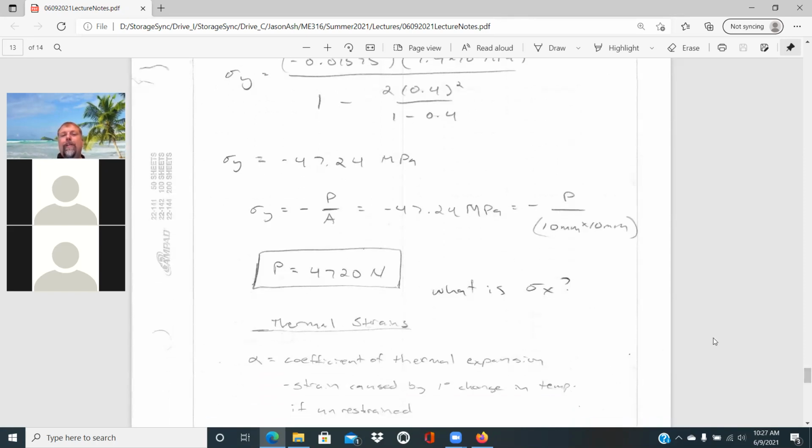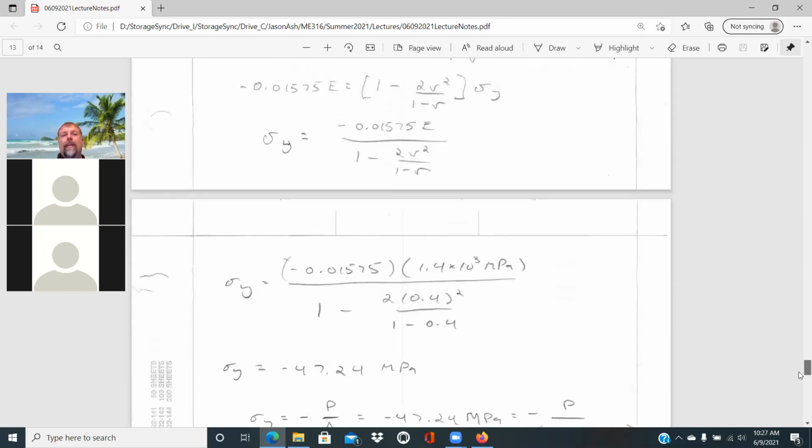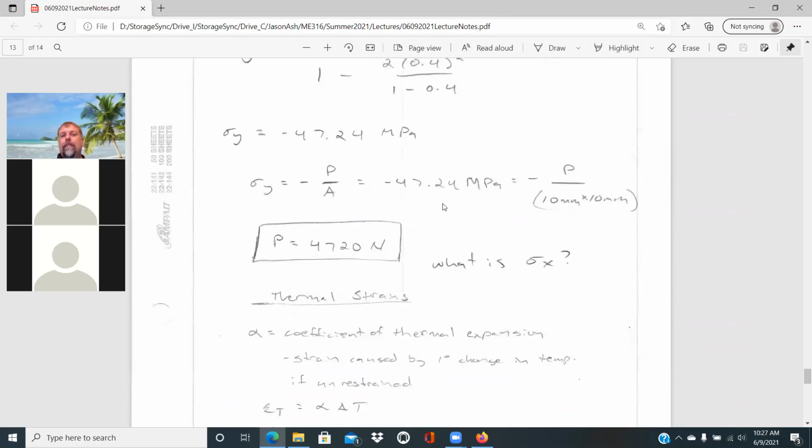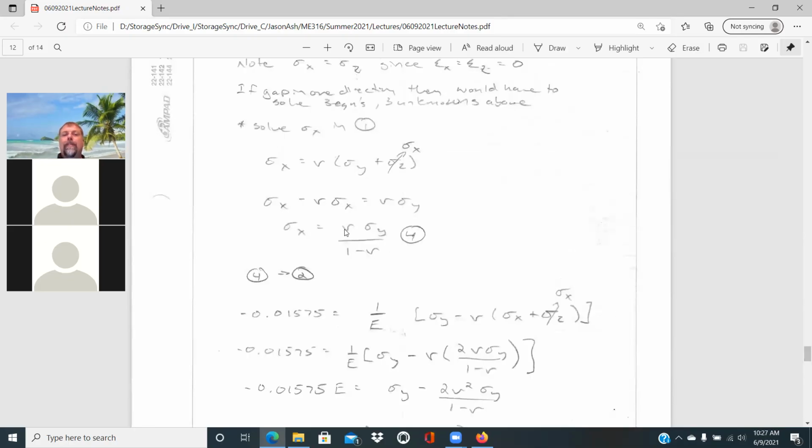But then a follow-on question for that could be, what then is the stress in the x or the z direction? If we scroll back up here, we know now what sigma y is, minus 47.24 megapascals. So all we would have to do is plug that into equation 4 with our Poisson's ratio 0.4 times sigma y over 1 minus 0.4. And that would give us our stress in the x direction.